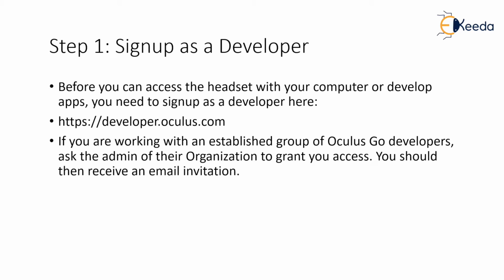So what is required for creating the VR app in Unity? Let's look at the steps. What is required for creating the VR app in Unity for Oculus Go? The first step is to sign up as a developer. Before you can start, first you need to sign up as a developer on the developer.oculus.com website. If you're working with an established group of Oculus Go developers, you can ask the admin to grant you the access. So first you need to be known that you are a developer in the community.